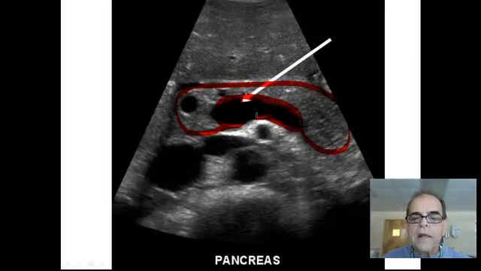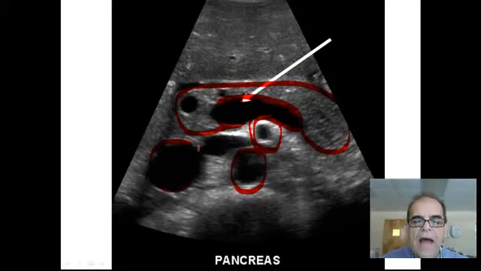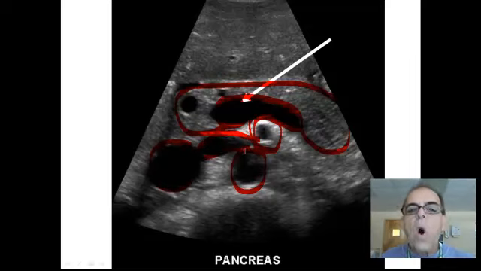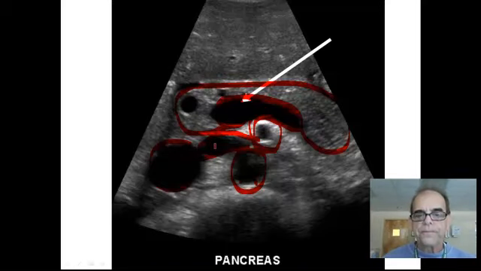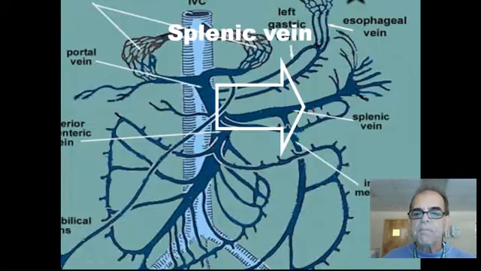Other landmarks here: the superior mesenteric artery, the aorta, the inferior vena cava, and interesting here, the left renal vein, the only vein in the body that courses anterior to the aorta and courses between the superior mesenteric artery and the aortic artery. Left renal vein, the only vein in the body that courses anterior to the aorta. Here you have the splenic vein.